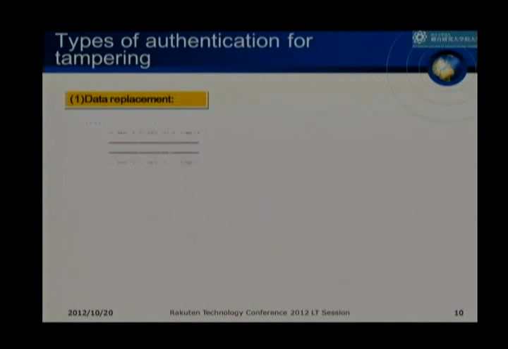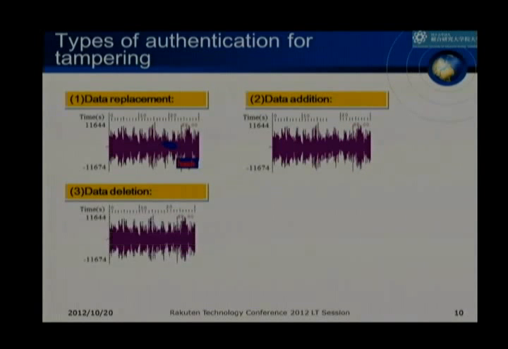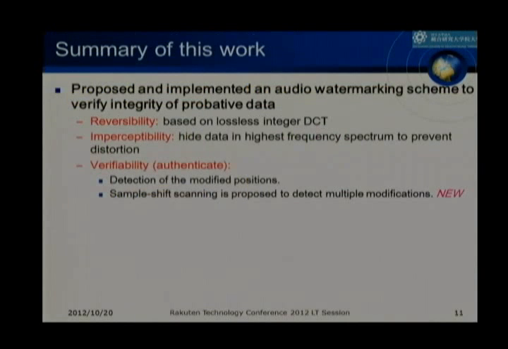If we hide a hash here, then any cut, addition, deletion or modification, we can detect everything. So what I did is develop a reversible audio watermarking. What I want to do is control the distortion, and we could detect which part has been modified. I suppose it's very interesting.